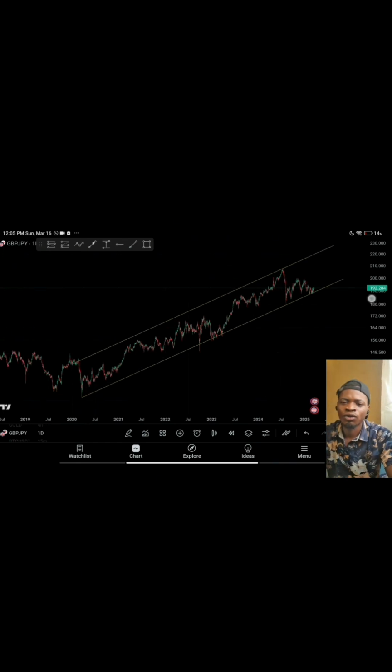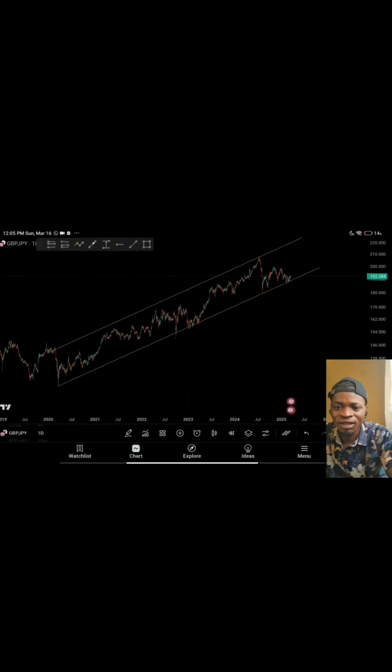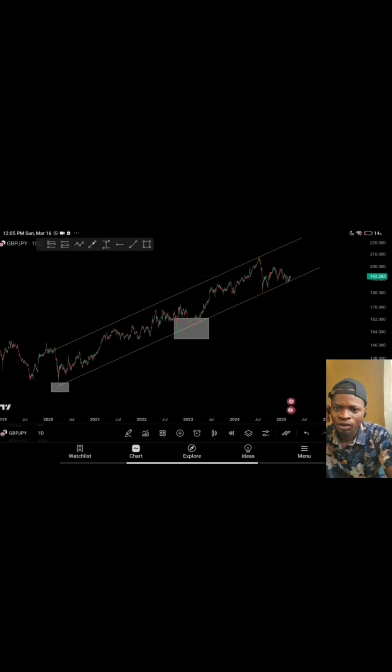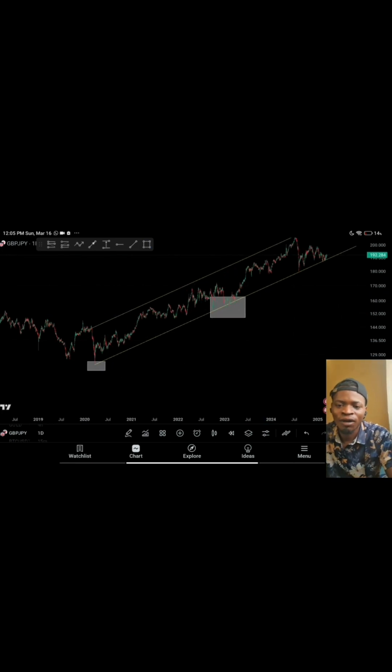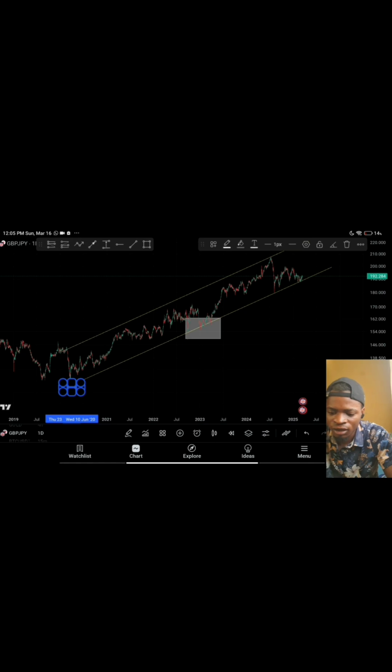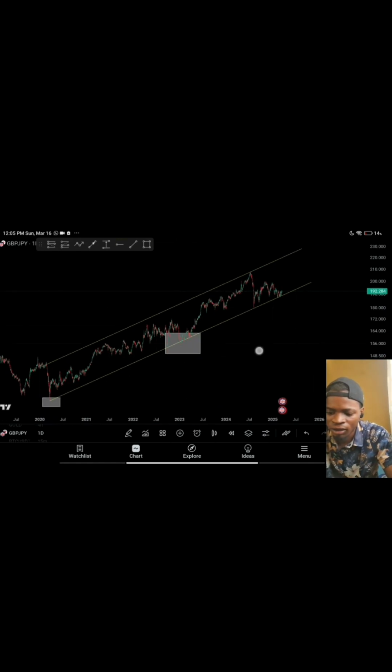Now, how do you know that your trend line is valid? Once you have two touches, this is the first touch, this is the second touch. Once you have two touches on your trend line, you already know that the market is respecting that trend line. You see, this is the first touch and this is the second touch, guys. And see, we even have a third touch right here.